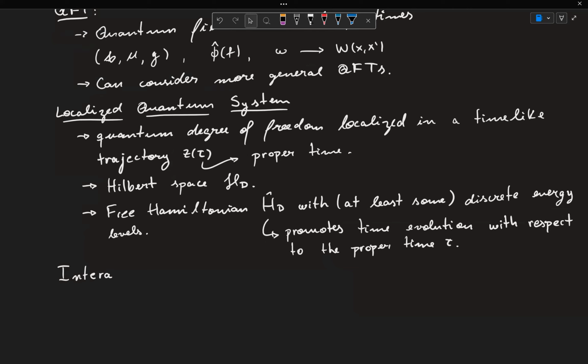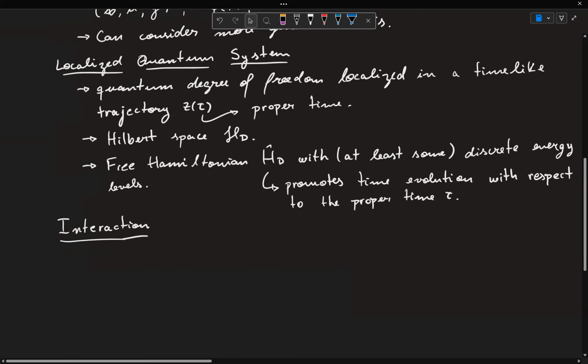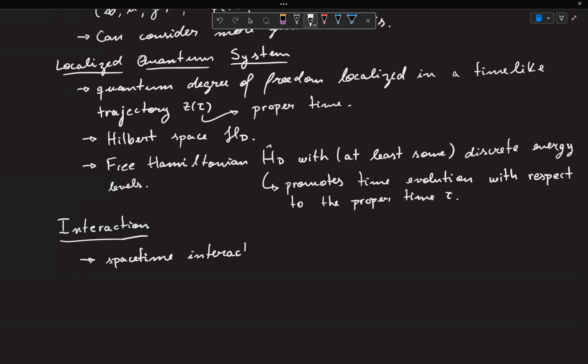The last ingredient that we need is then the interaction of the system with the quantum field. Okay, so the first thing that we need is basically to define the spacetime interaction region. And this will be defined by a function that it's very common to call lambda of x. This lambda is what we call a spacetime smearing function.